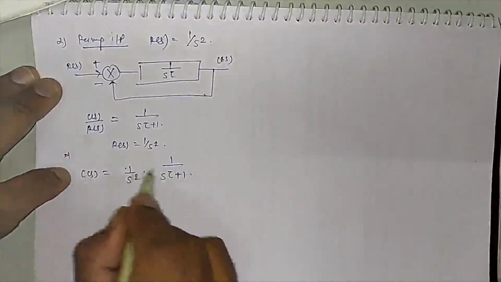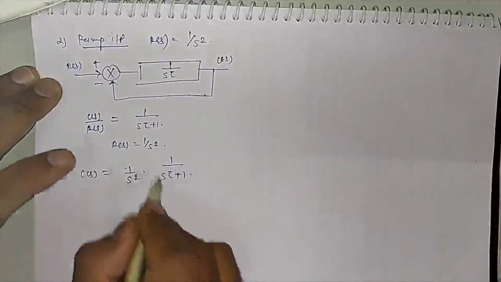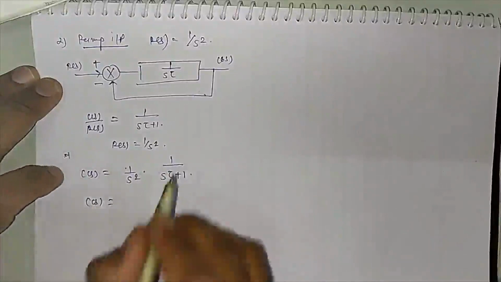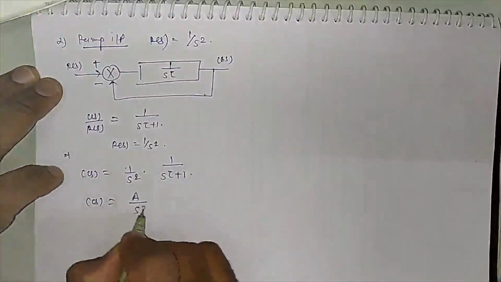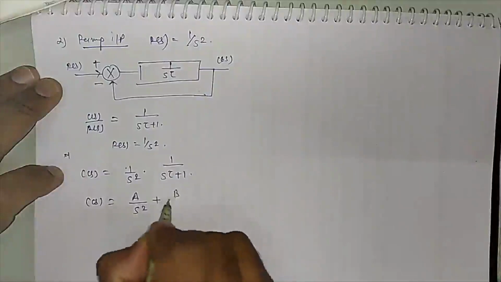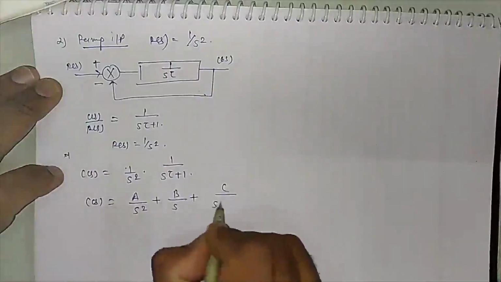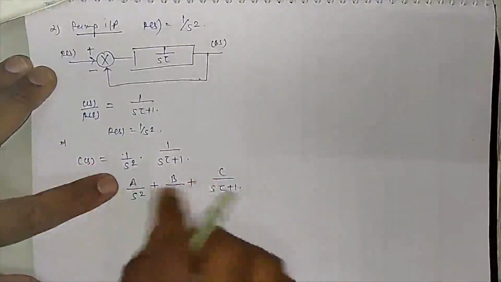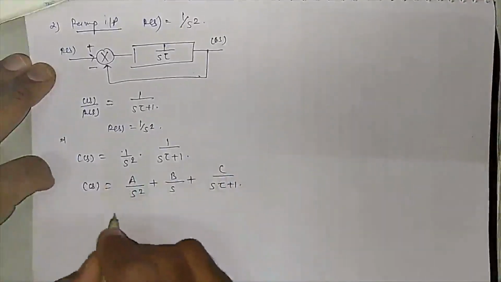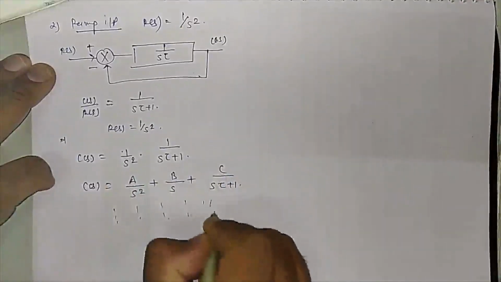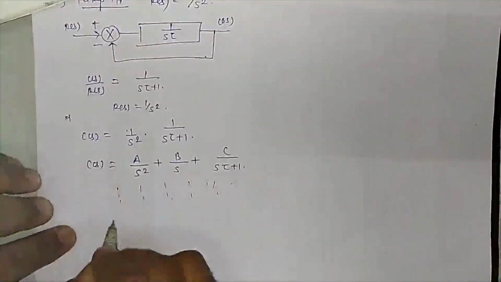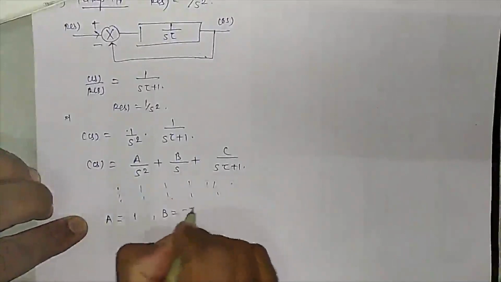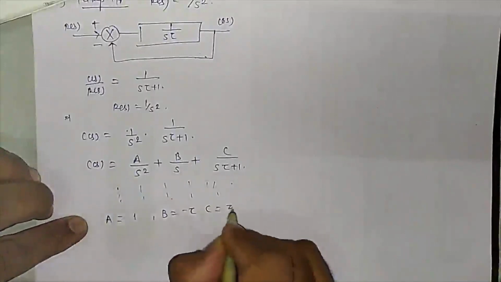But before taking the inverse Laplace, we will be having two terms, so we need to take the help of partial fractions. In your maths, you are having this formula, so I am just writing it over here: A upon s square plus B upon s plus C upon s tau plus 1. You need to solve the coefficients A, B and C of the partial fraction by mathematical operation, and you have to submit it in the homework itself. If I am solving it, I will be getting A is equal to 1, B is equal to minus tau and C is equal to tau square.